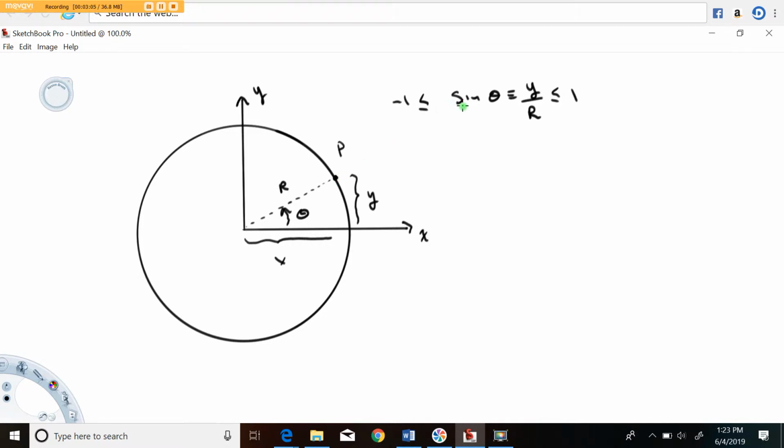Some other observations. Since the sine of the angle theta is y over r, this is positive whenever y is positive. So sine theta is positive in quadrants 1 and 2. It's negative in quadrants 3 and 4 because the y-coordinate is negative. The sine function has a value of 0 anytime you are here on the circle where the y-coordinate is 0, or here.